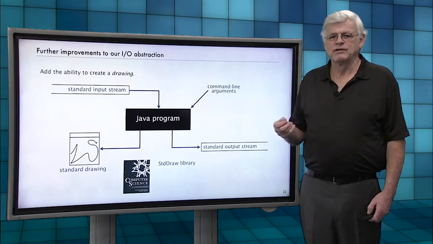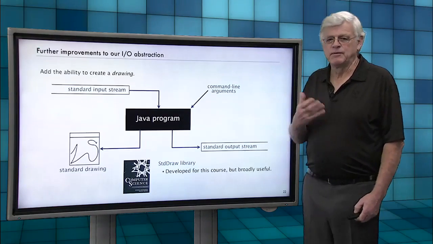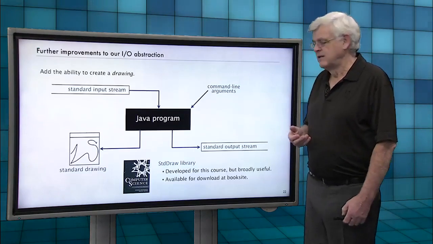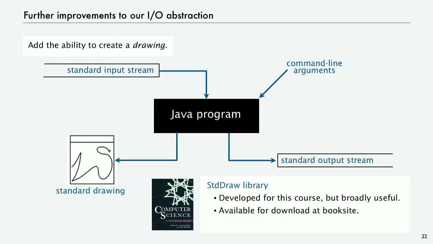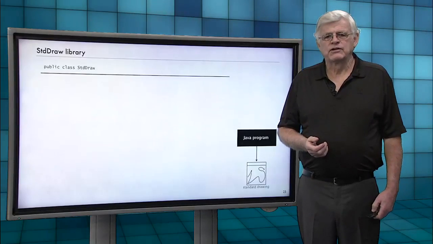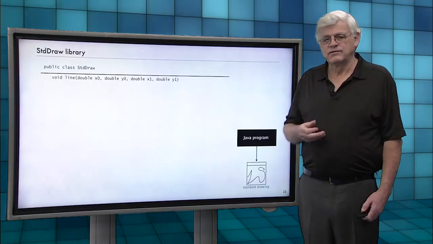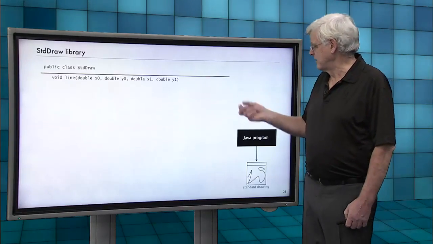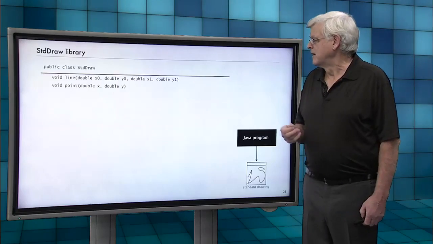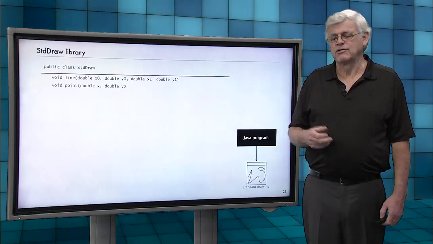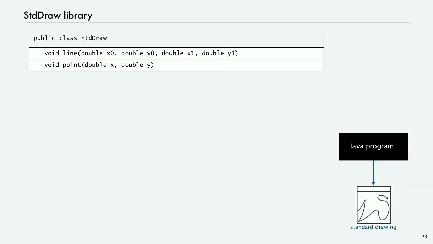Again, this is a library that we developed for this course, but is still broadly useful. And again, it's available at the book site and is in the package, the IntroCS software that you've already downloaded. So the standard draw library is, again, a list of static methods that you can make use of. So there's a method to draw a line, a method to draw a point. We give coordinates within an abstract drawing.